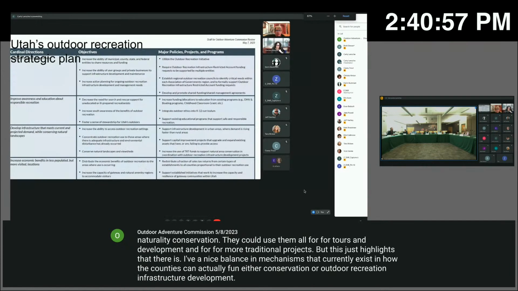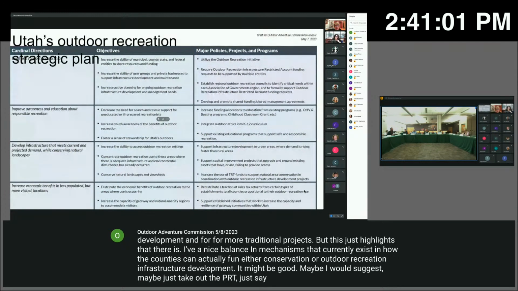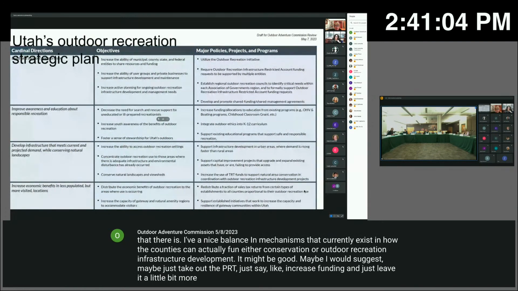It might be good, maybe, I would suggest maybe just take out the TRT, just say increase funding, and just leave it a little bit more generic so that it's not as specific to that.